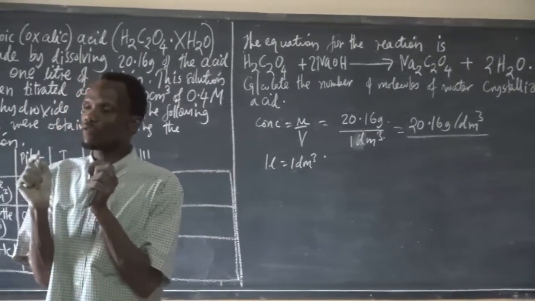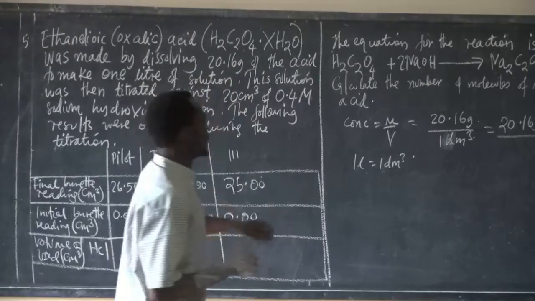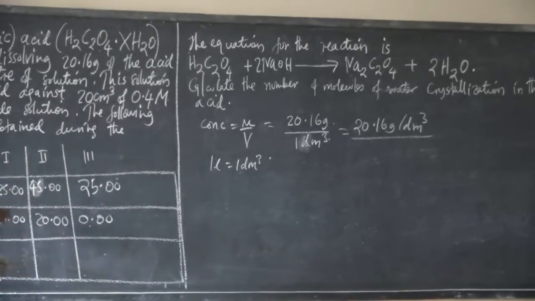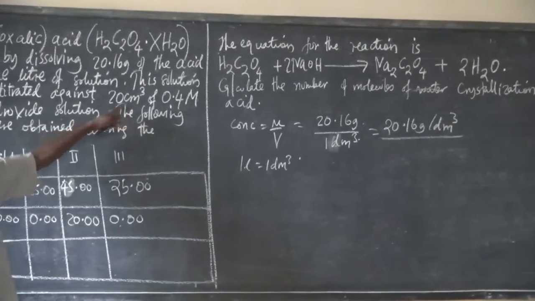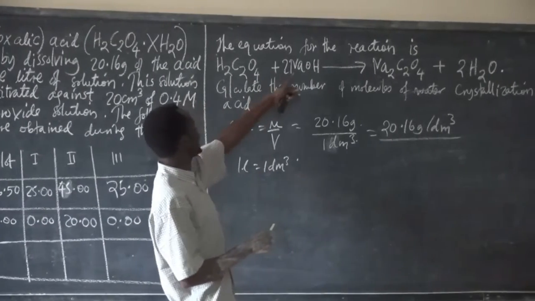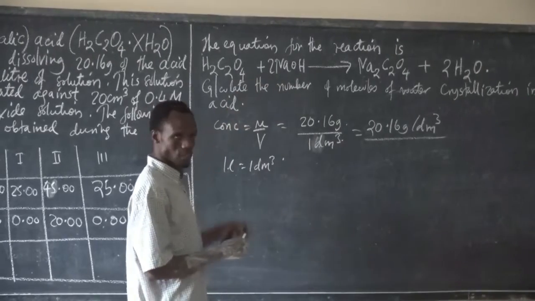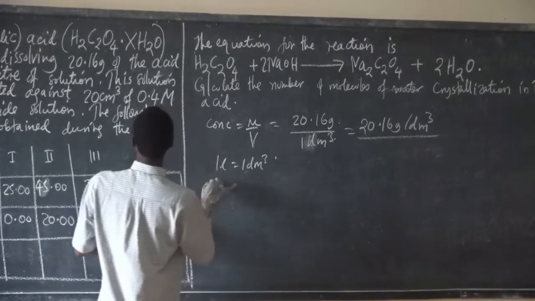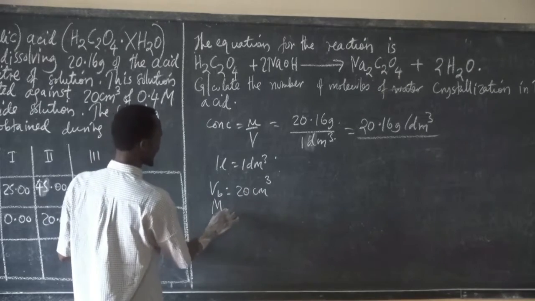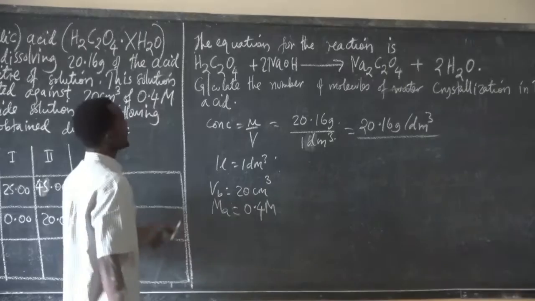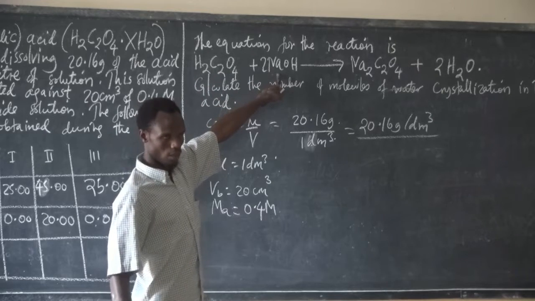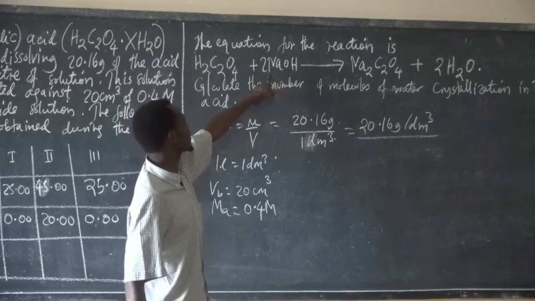Now we have got the concentration of oxalic acid. This solution of this concentration was calculated against the 20 cm³ of sodium hydroxide. Now the reaction was between sodium hydroxide, which is the base, and oxalic acid. Now we have volume of base, which is equal to 20 cm³, and then we have molarity of acid, which is equal to 0.4. But from the equation, the equation for the reaction is given.